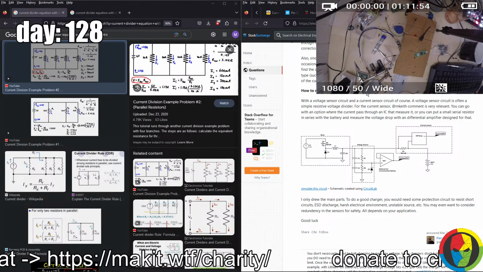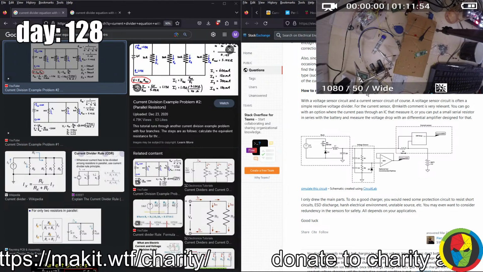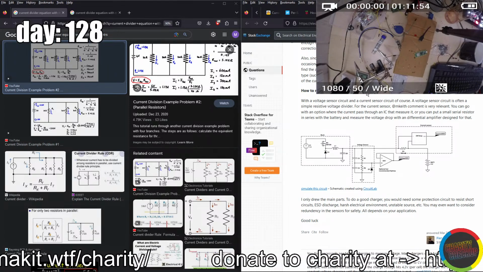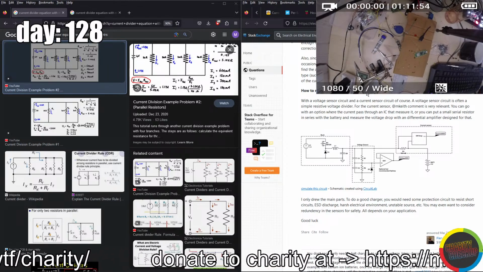We could charge it. We need some protection circuit to resist short circuits, discharge, harsh electrical environment, unstable source, etc. You may even want to consider redundancy in sensors for safety. All depends on the application.